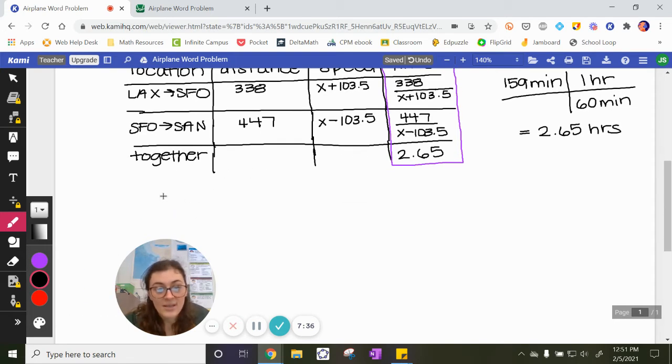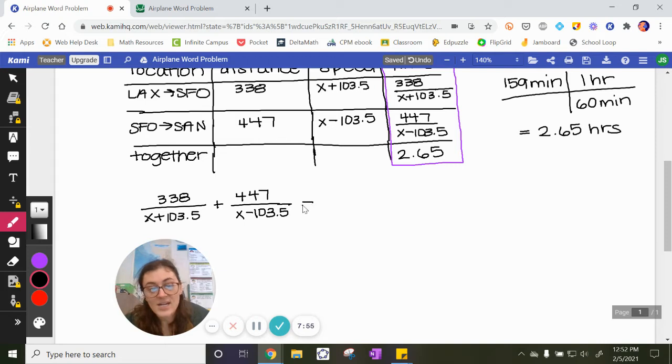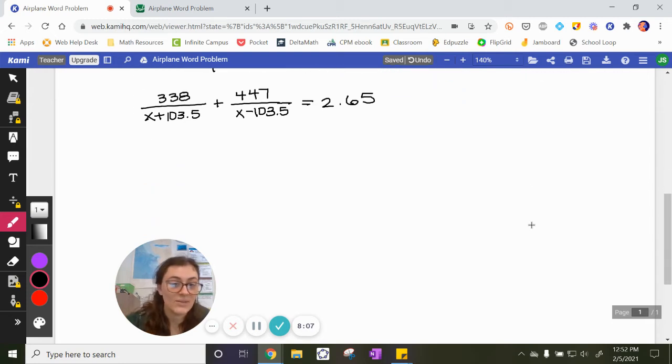So I know that my LAX to SFO trip was 338 over x plus 103.5. And I know my SFO to San Diego was 447 over x minus 103.5. And I know that those two together took 2.65 hours. So now that we've looked through all of that information, we can finally start dealing with this like a normal addition problem.